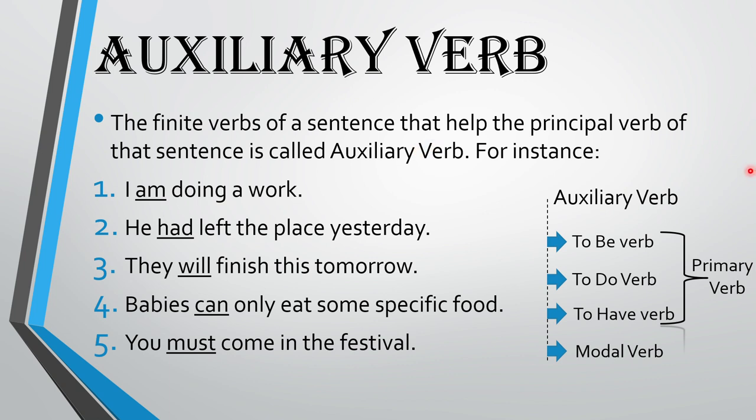For instance, let's see the examples. "I am doing work." Here "doing" is the principal verb. In a previous video, I said that if a sentence has two finite verbs, then the first verb will be the auxiliary verb. Like here, "am" is the auxiliary verb because it is the first verb of the sentence, and "doing" comes later, so it is the principal verb.